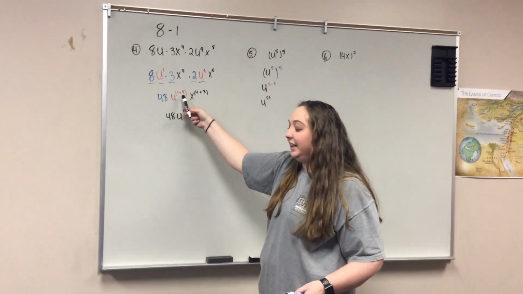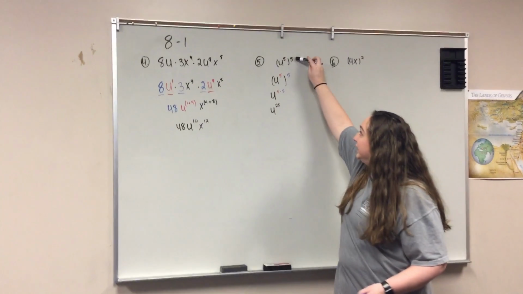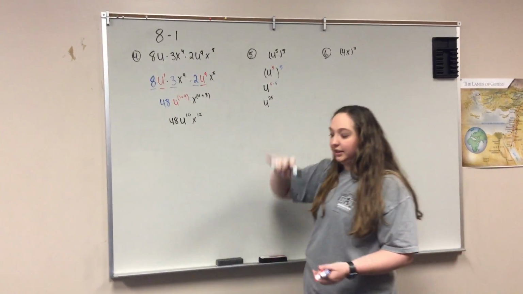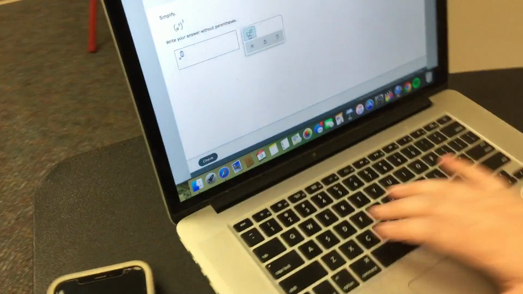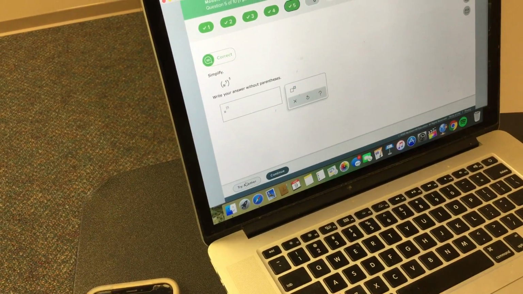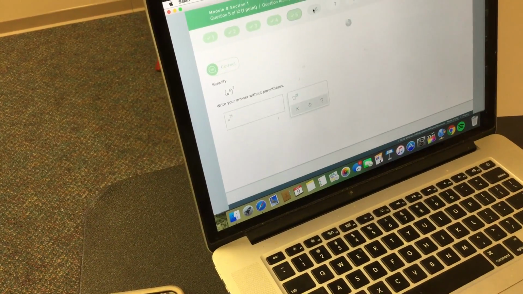So over here we're adding the exponents. Over here in parentheses, the 5th power being raised to a 5th power, we're going to multiply that. I'm going to go over here. u raised to 25. Check it. All right, we're good to move on to number 6.